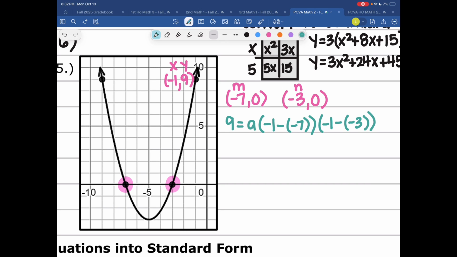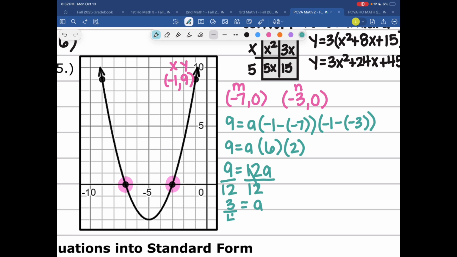And if you've gotten the pattern where you can just realize that the negative is going to be plus, then do that. So I'm going to simplify here. So a is going to be a times 6, and then times 2. So I have 12a once I simplify, and 9 and 12 are both divisible by 3. So we have a equals 3/4. So if I put everything back together, I have 3/4 times (x + 7), and then (x + 3).